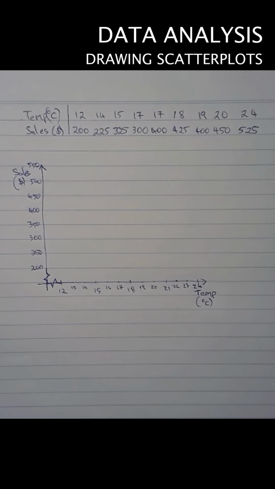A scatter plot is a way of visually representing bivariate numerical data. So in the table, we've got the temperature in degrees Celsius across the top, and below that is the sales of some product in dollars. So each of these is a pair of values.